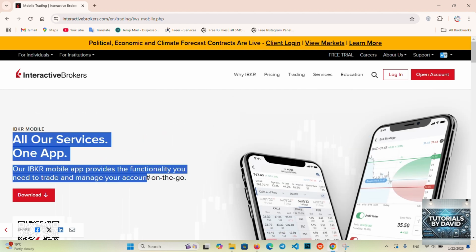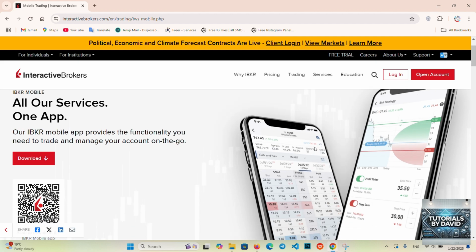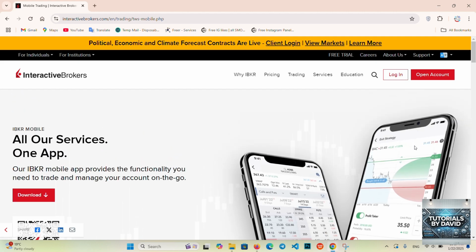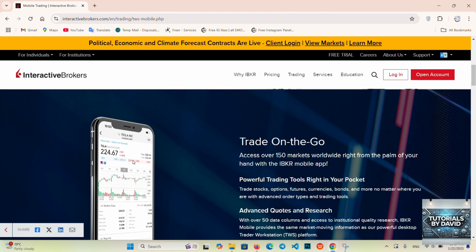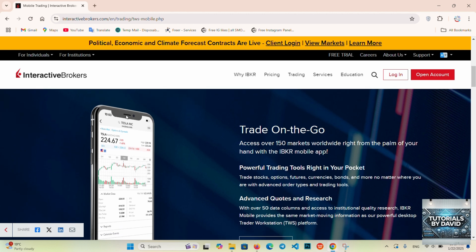Set your base currency. Configure your account's base currency to simplify transactions and minimize currency conversion fees. Interactive Brokers supports multiple currencies, so choose one that aligns with your trading goals.